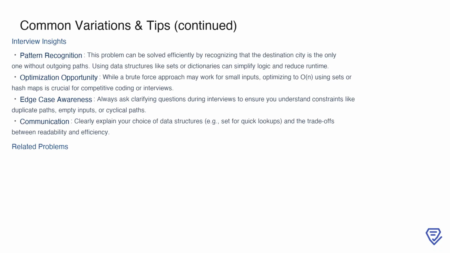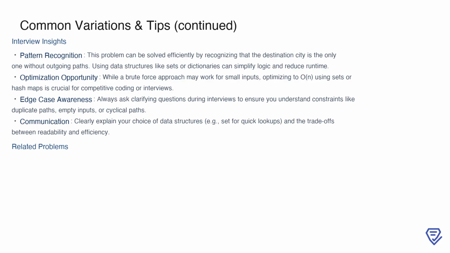To excel in interviews, it's helpful to recognize patterns that simplify the destination city problem. The key insight is that the destination city is the one without outgoing paths, and leveraging data structures like sets or dictionaries can streamline your logic while reducing runtime complexity. Brute force methods might work for small inputs, but optimizing to O(n) is critical for competitive coding and interviews. Always aim to demonstrate your ability to optimize when discussing solutions.